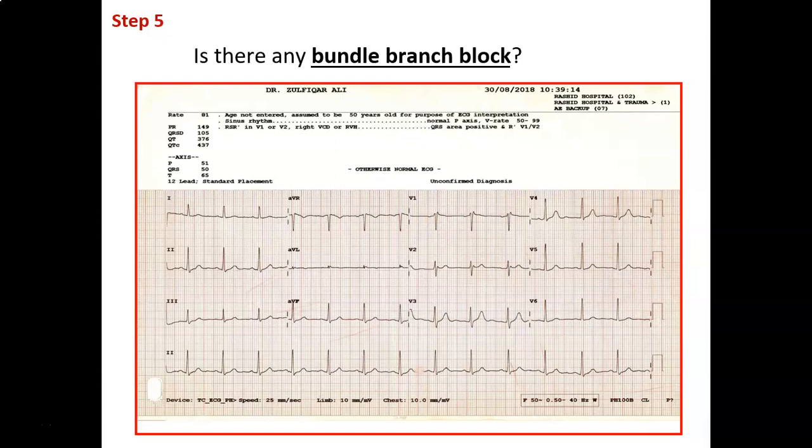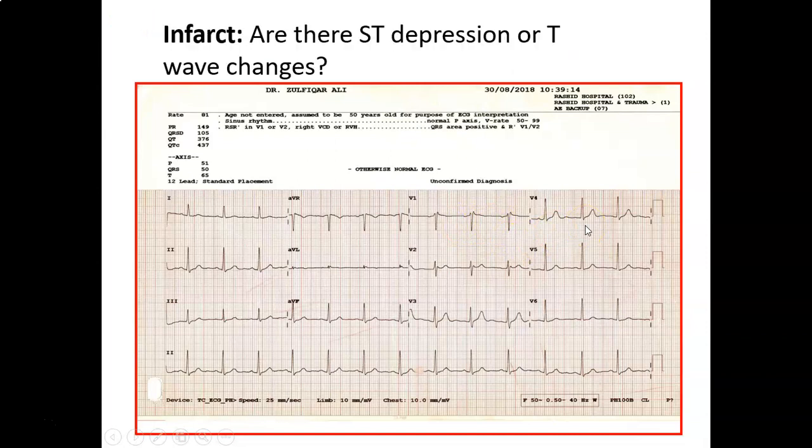The fifth step: is there any bundle branch block here? To see a bundle branch block, you have to look at leads V1 and V6. If there are wide QRS complexes, there are chances that the patient has a bundle branch block, but here there is no bundle branch block. Then you have to look at the ST segment elevation and ST segment depression and T wave changes. There is no ST segment elevation, no ST segment depression, and no abnormal T wave inversions.